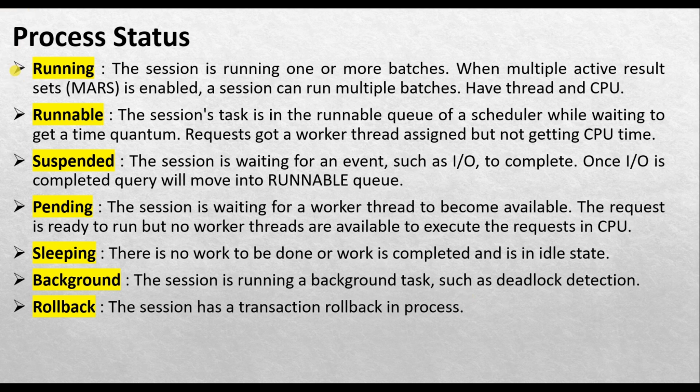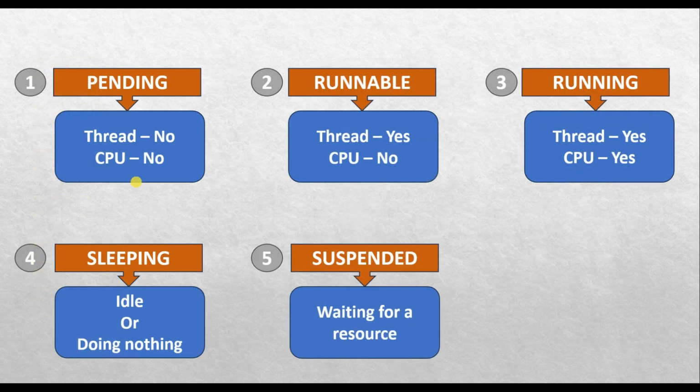Generally, we come across the first five SPID statuses: running, runnable, suspended, pending, and sleeping. You can describe each status in one word. If the SPID is pending, it has no thread and no CPU. If it is runnable, it has a thread but no CPU. If it is running, it has both thread and CPU. Sleeping means it is doing nothing, an idle state. And if it is suspended, it is waiting for a resource to become available.